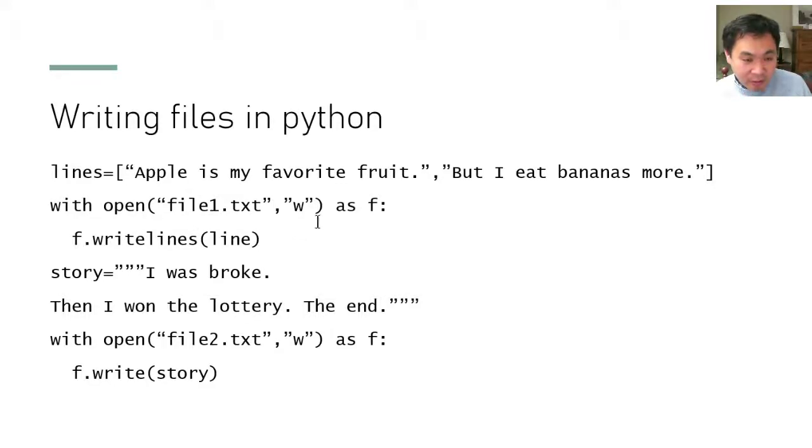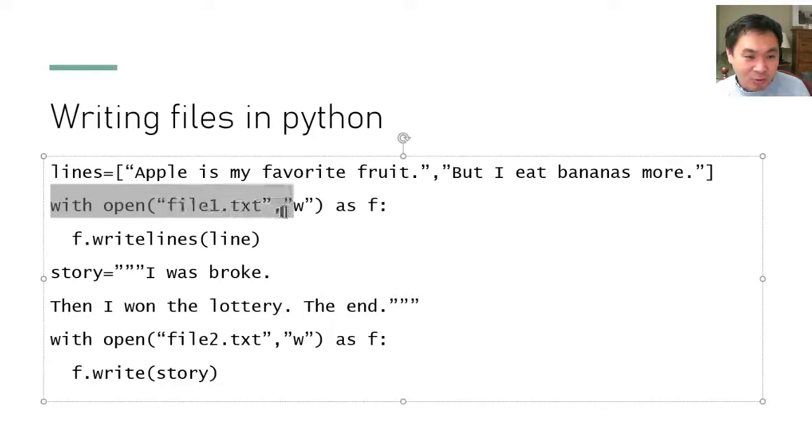On the other hand, you can just write a single string into F, just like this. Story: I was broke, then I won the lottery, the end. So this is a very short story. If you with open file2.txt, W as F, and do F.write(story), it's going to create this as the story.